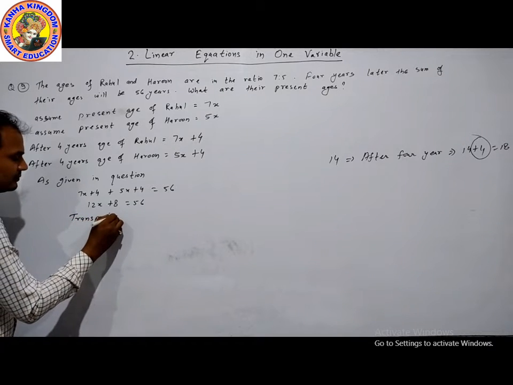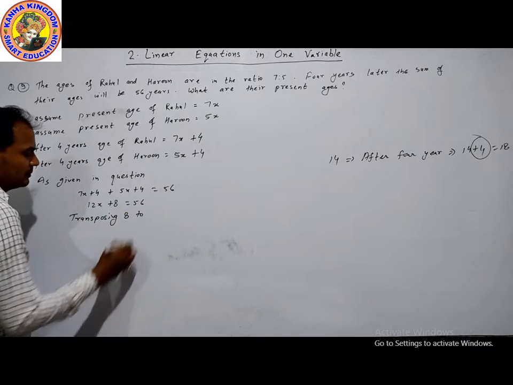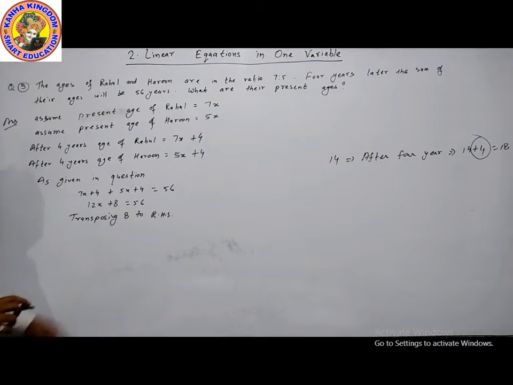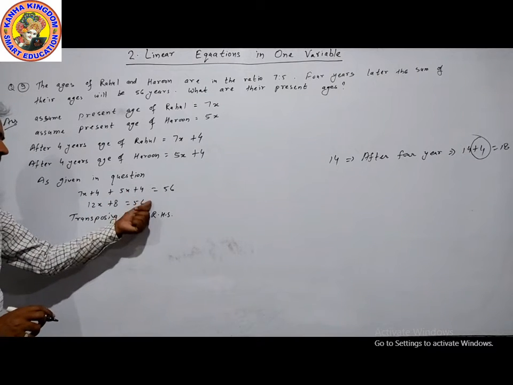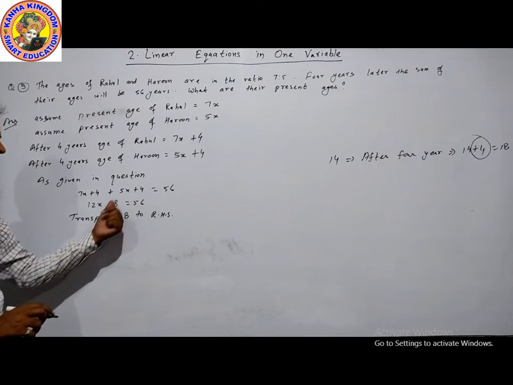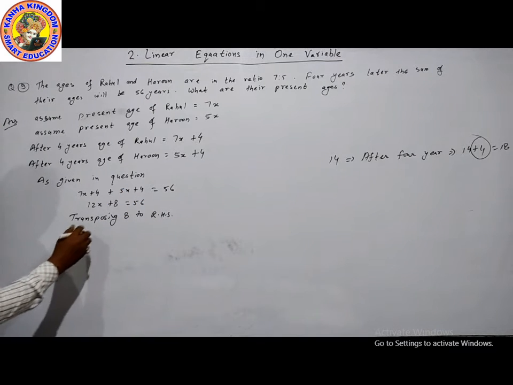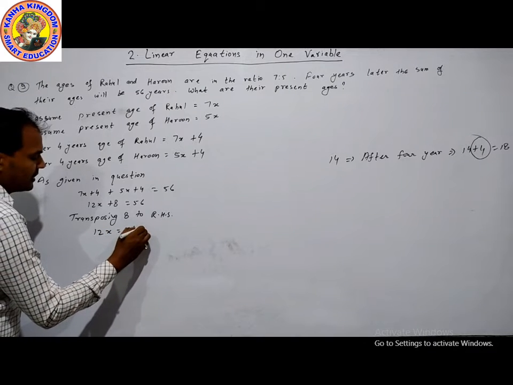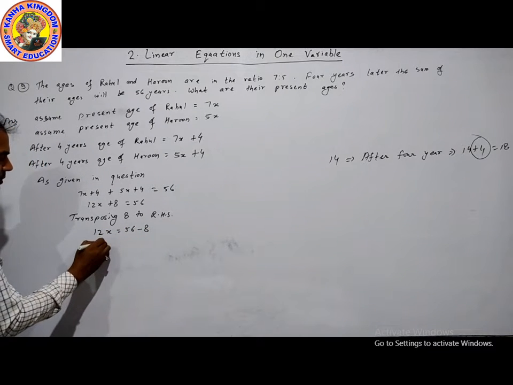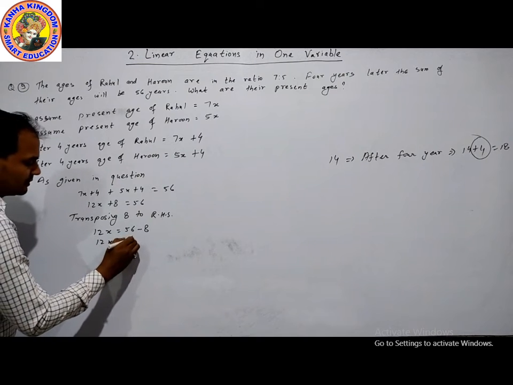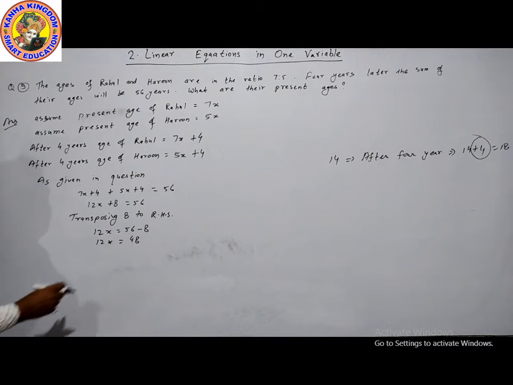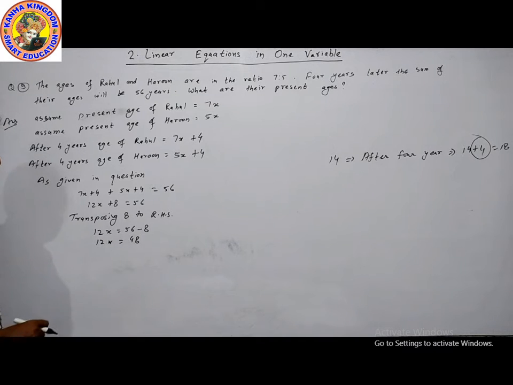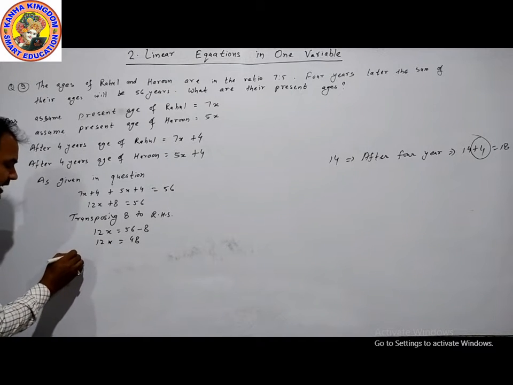Transposing 8 to the right hand side, when we transpose 8 to the right hand side, the sign will be changed. This is plus, so moving to the right hand side it will be negative. 12x is equal to 56 minus 8. 12x is equal to 48. Now we will find the value of x, but this is multiplied by 12, so we will divide by 12.